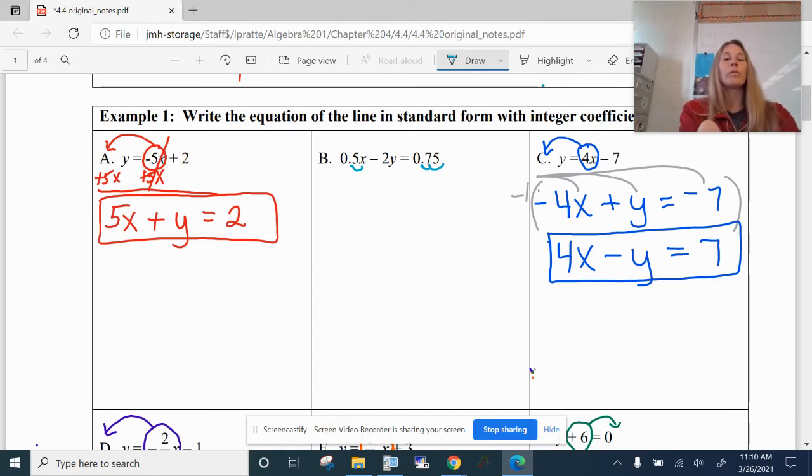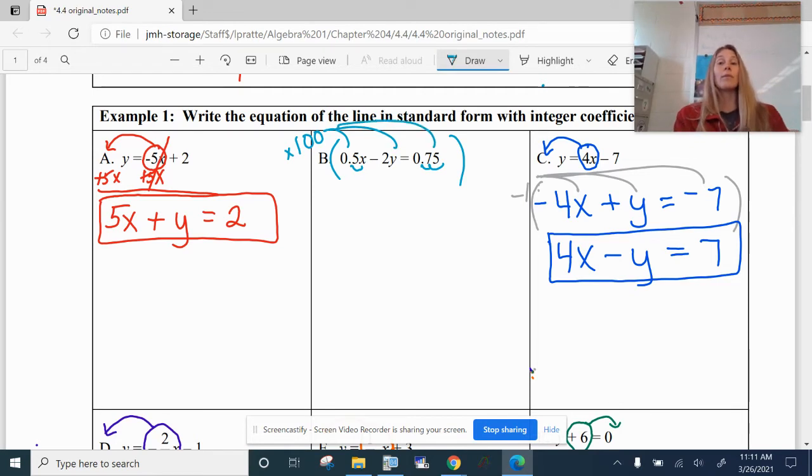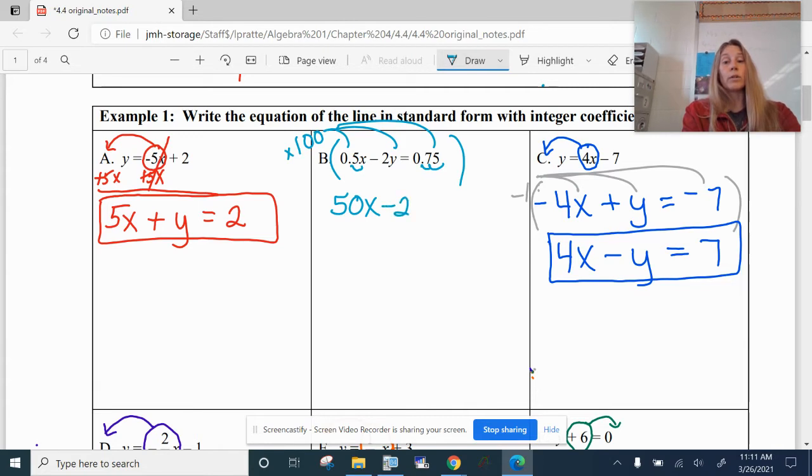So we're going to have to multiply this by 100 because we need to get rid of the 0.75, and we'd have to move the decimal over twice to do that one. So we're going to have to go with the 100. So 100 times 0.5 would move that decimal over twice, which would give me 50x. 100 times 2 is just 200. So that becomes minus 200y. And then 100 times 0.75 is going to give me a 75.